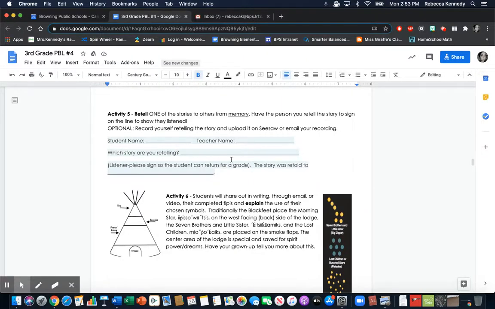For activity 5, you will retell one of those stories to another from memory. So after you have read it or have had it read to you, you will retell it to somebody else. Have the person that you retell the story to sign on the line below to show that they listened. Or you can record yourself retelling the story and upload it on Seesaw or email your recording to your teacher.